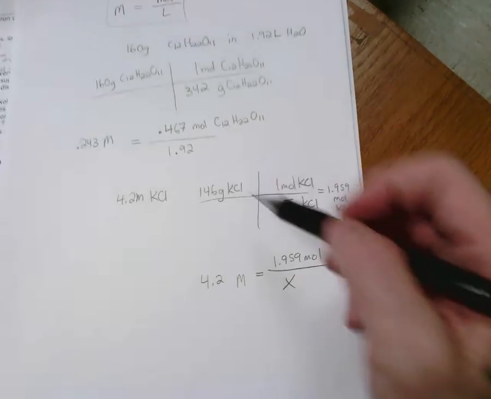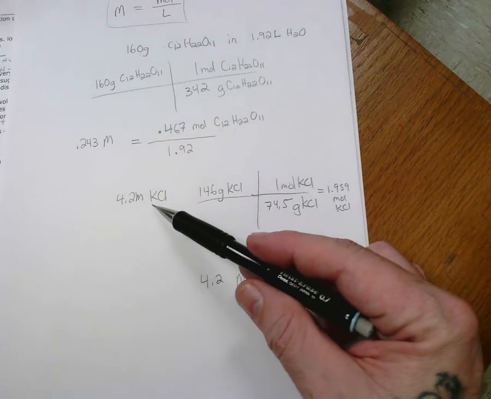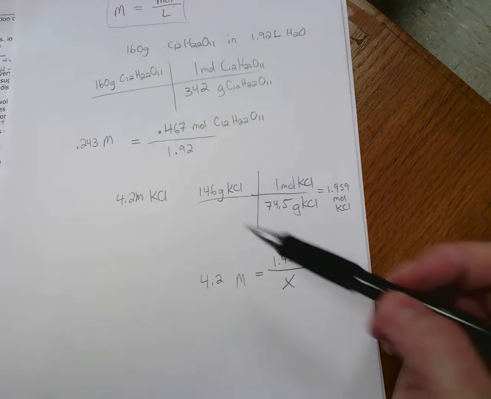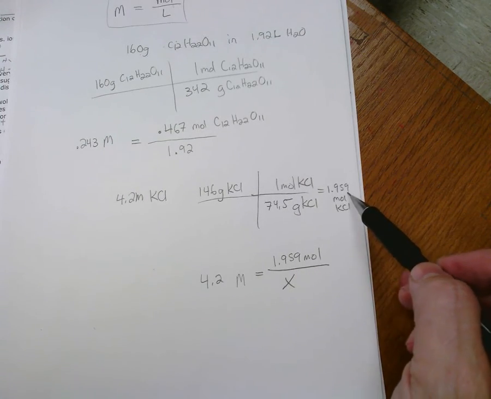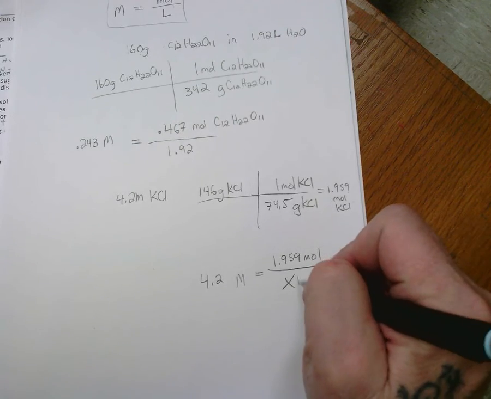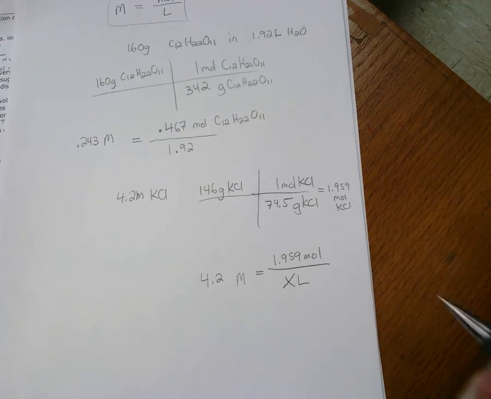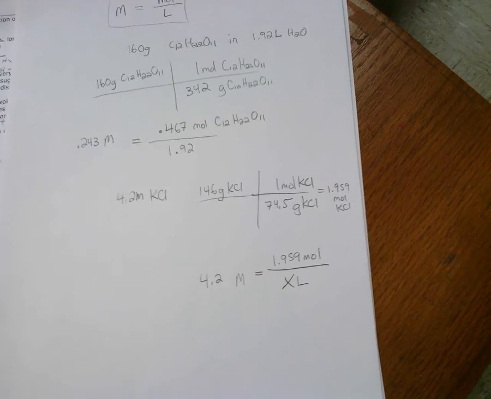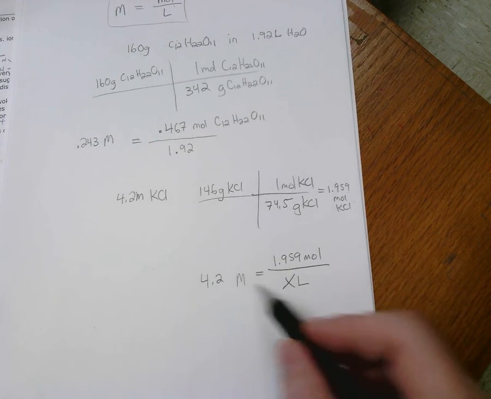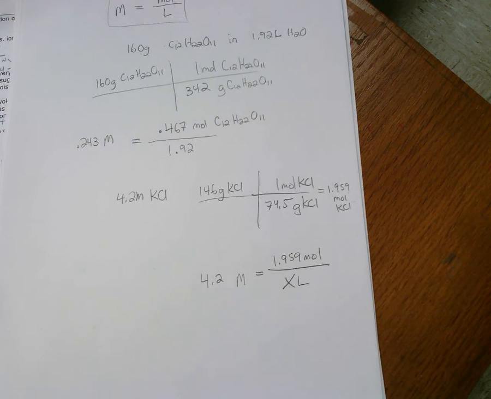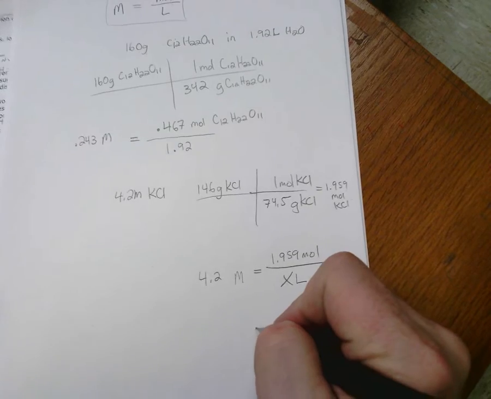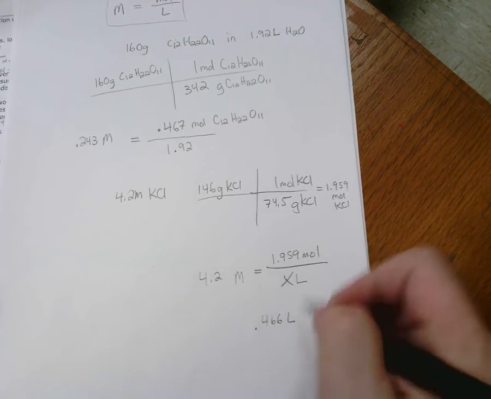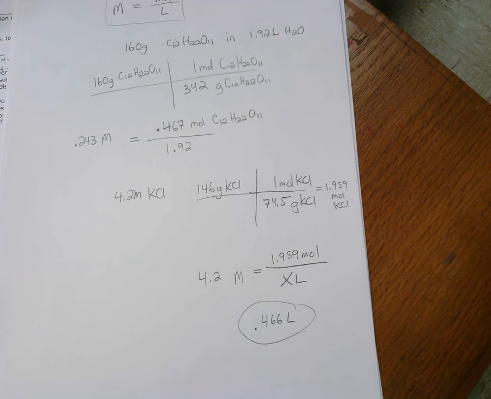Oops, sorry. I'm squirting off screen here. So I have a 4.2 molar solution and 146 grams of KCl. I figure out how many moles. That goes up here. I don't know how many liters. That's what they're actually asking for in number 33. What is the volume? And so these two things switch places, right? So it's 1.959 divided by 4.2 equals 0.466 liters. That is my answer. That is how you get a volume.